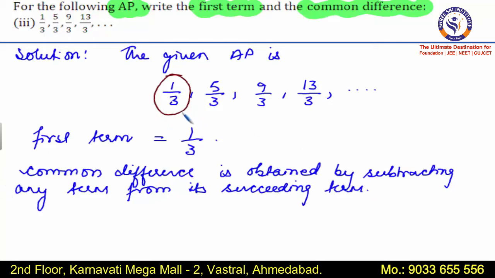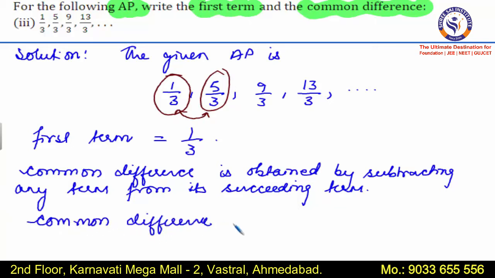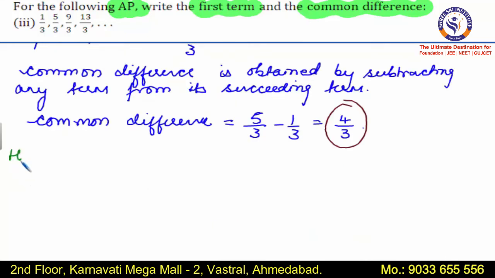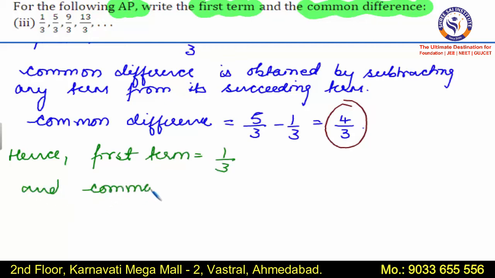Suppose if we consider 1 upon 3, then the term which succeeds 1 upon 3 is 5 upon 3. Therefore, the common difference is equal to 5 upon 3 minus 1 upon 3, which is equal to 4 upon 3. Similarly, if we consider the term 5 upon 3, then the term which succeeds 5 upon 3 is 9 upon 3, and on subtracting 5 upon 3 from 9 upon 3 again gives 4 upon 3. Hence, our answer is the first term of the given AP is 1 upon 3 and the common difference is 4 upon 3. This completes the solution.